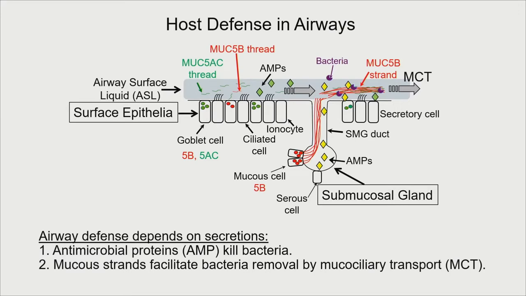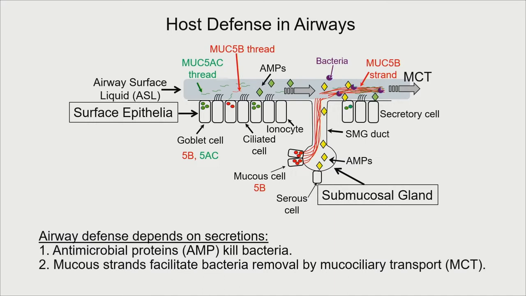So I'm going to present to you a model of the airway so we can talk about host defense. The airway consists of a surface epithelia with goblet cells, ciliated cells, ionocytes, and secretory cells, as well as a submucosal gland under the surface epithelia, which has mucus cells and serous cells. For defense, both the surface epithelia and the submucosal glands secrete mucus. Goblet cells secrete 5AC, shown here in green threads, into the ASL, or the airway surface liquid, overlying the surface epithelia. They also secrete 5B as threads. But they also secrete antimicrobial peptides, and I show these here as green diamonds.